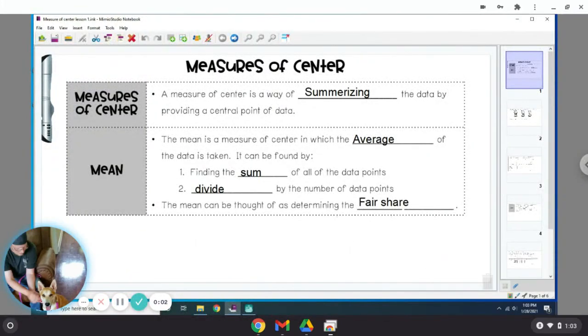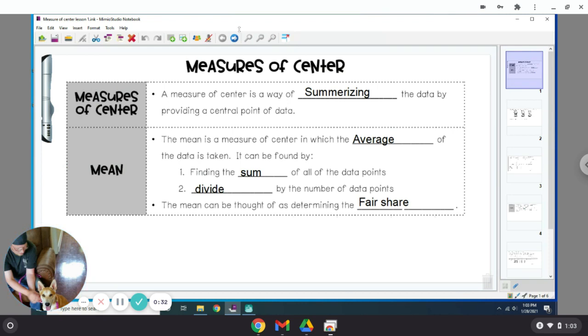All right, so today we are starting our new unit, and we're going to be learning about measures of center. Measures of center is a way of summarizing the data by providing a central point of data. One of the measures of center is called a mean. The mean is a measure of center in which the average of the data is taken. It can be found by finding the sum of all of the data points and then dividing it by the number of data points. The mean can be thought of as determining the fair share.